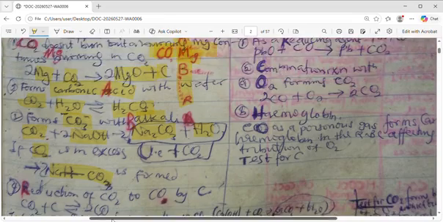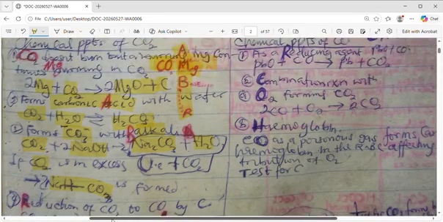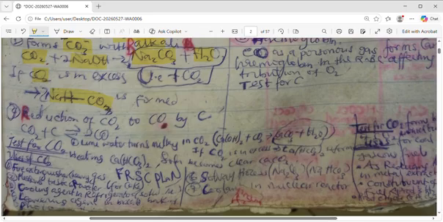Then the last letter is R, from ambassador, coming. So R is reduction. It means reduction of what? Carbon dioxide to carbon monoxide. It means carbon dioxide has the ability to be reduced to carbon monoxide. That's when carbon dioxide reacts with carbon, it will be reduced to carbon monoxide.